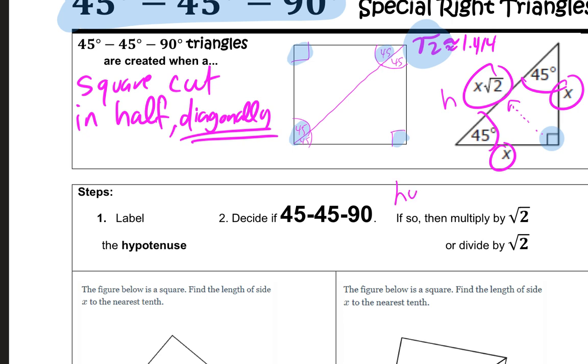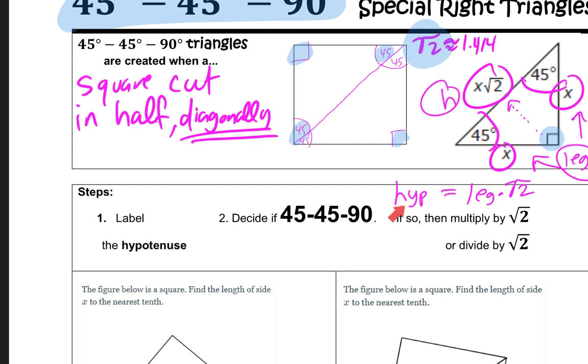This hypotenuse is going to be equal to the leg. We know these are called legs. Let's go and label those. This one and this one are called legs, and this is the hypotenuse. So the hypotenuse is equal to the leg times the square root of 2. If we're given a leg, we just multiply by square root of 2 to equal the hypotenuse.